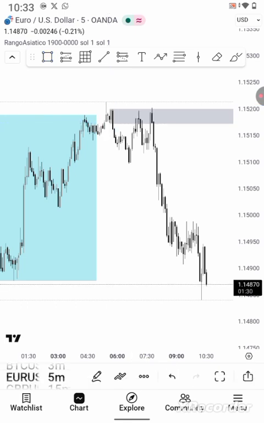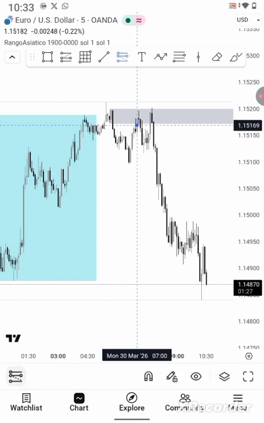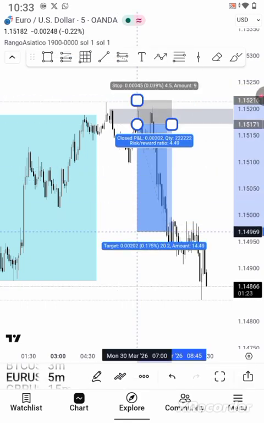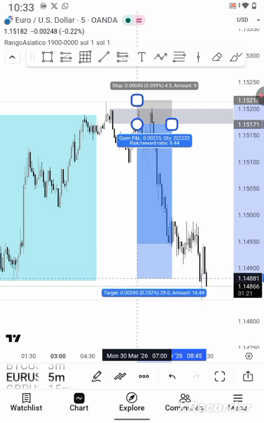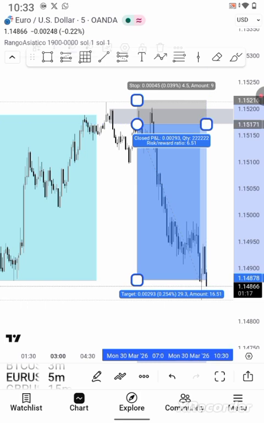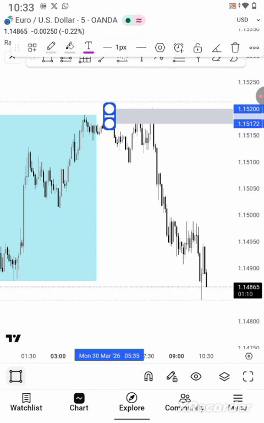So this is where you could have entered a second entry. Put your stop at this place, and then you take profit at the other side of liquidity. This is a 6.5 R. Are you seeing it now? A 6.5 R. So I just wanted to show you guys the trade I took today.